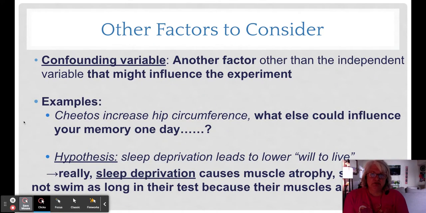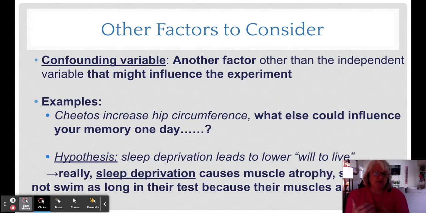One thing that's really important is something called a confounding variable. Think about the word confound. If I say, oh, that confounds me, what does that make you think of? It's kind of confusing, right? And that's exactly what this variable is. It's basically another variable that you might not have thought of that could influence the outcome of the experiment.